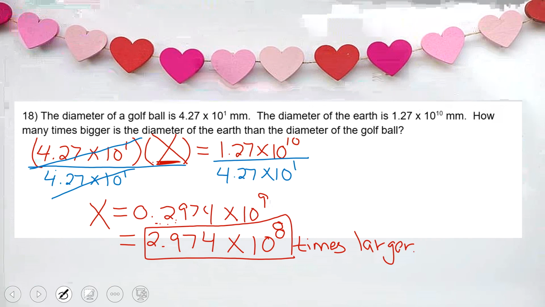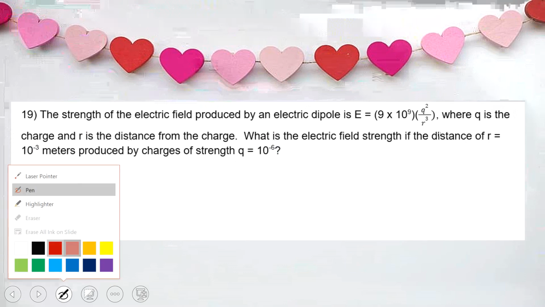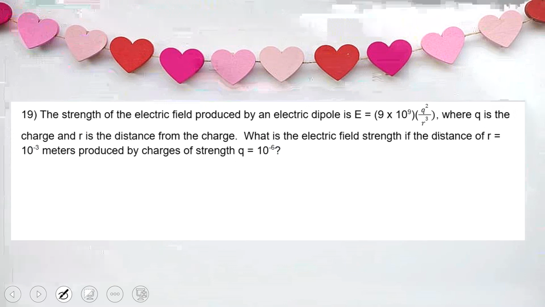Okay, we have one more of these that we're going to do together, just to show you that it might look overwhelming when you first read it, but they really aren't terrible questions at all. And this would be a good example of one that's intimidating when we read it, but then hopefully we find that it really isn't that bad. The strength of the electrical field produced by an electrical dipole is E equals 9 times 10 to the 9th times the quotient of Q squared and R cubed, where Q is the charge and R is the distance from the charge. What is the electrical field strength?